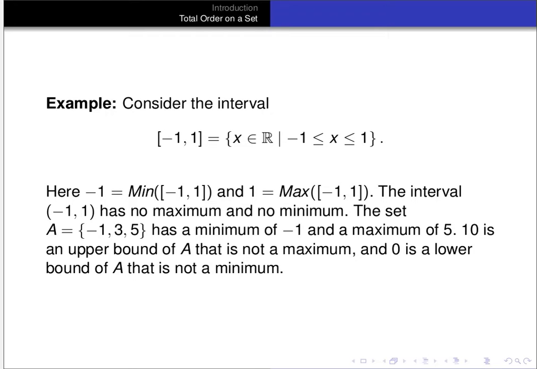Okay, sets may or may not have minimums or maximums. They may or may not have upper bounds or lower bounds. But if they have a max, they have an upper bound. If they have a min, they have a lower bound.